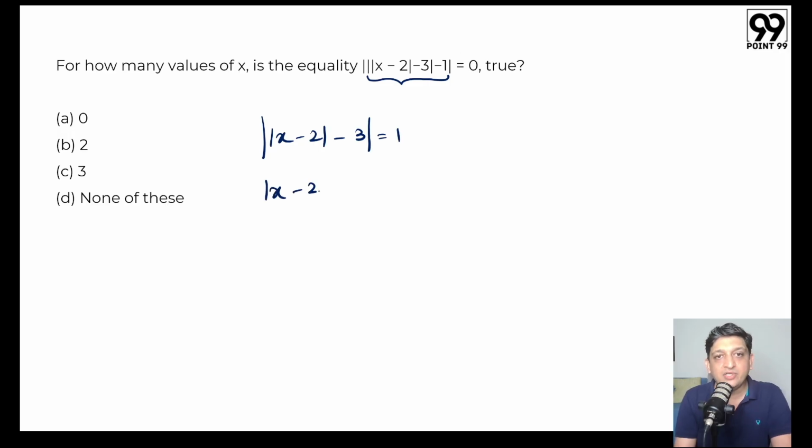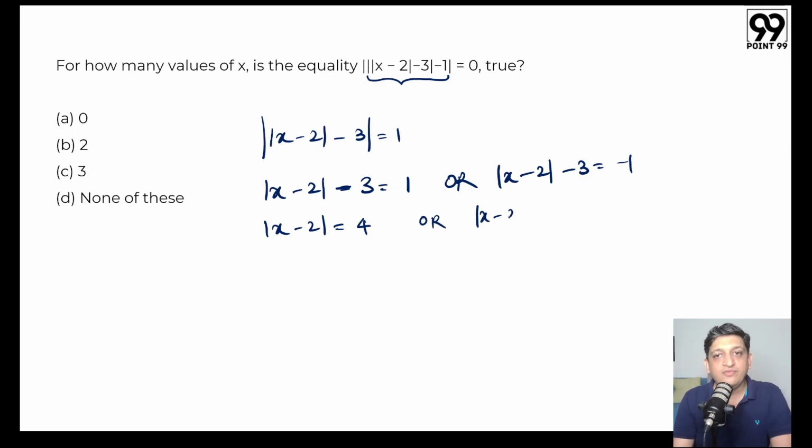So I will be able to see |x - 2| - 3 is equal to either plus 1, or I will get |x - 2| - 3 equals minus 1. Now I will be able to say that |x - 2| is equal to 3 plus 1, that is 4, or |x - 2| equals 3 minus 1, that is 2.